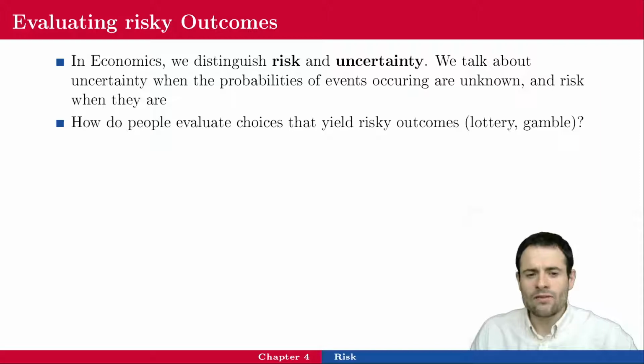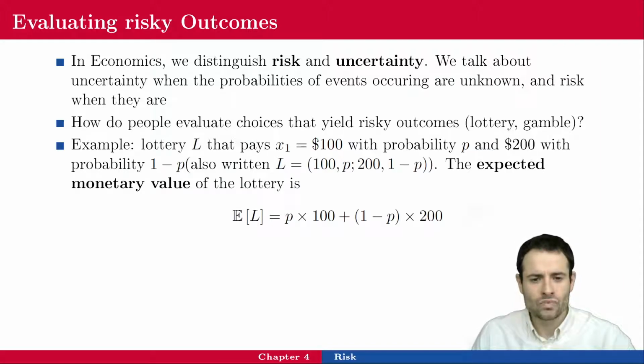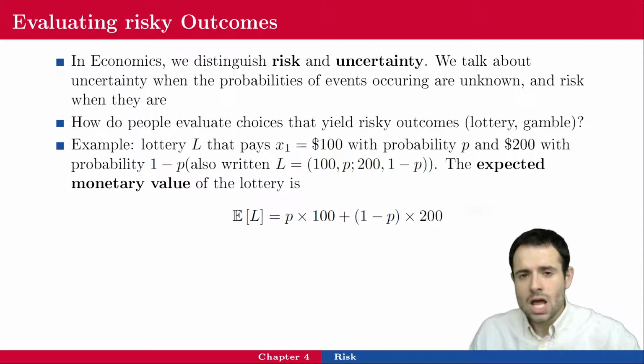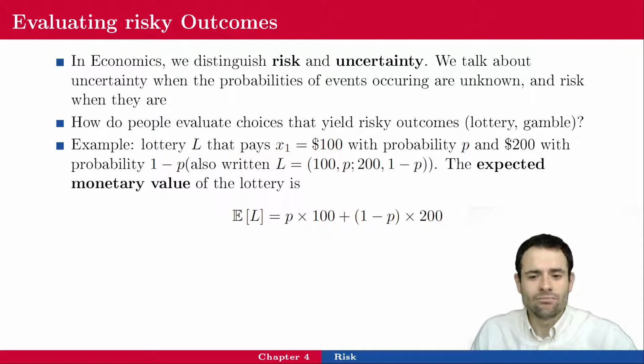So how do people evaluate choices that yield risky outcomes? Things such as a lottery or a gamble. I'm going to give you an example. Think about the lottery that I'm going to call L, that pays either an amount x1, which is equal to $100 with a probability p, or $200 with a probability 1 minus p. So it's either $100 or $200 of gains.